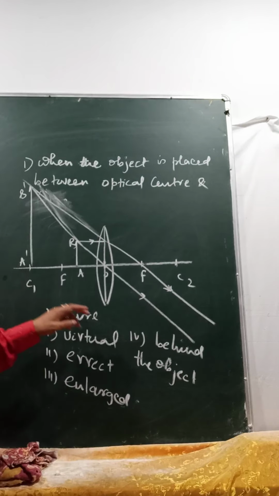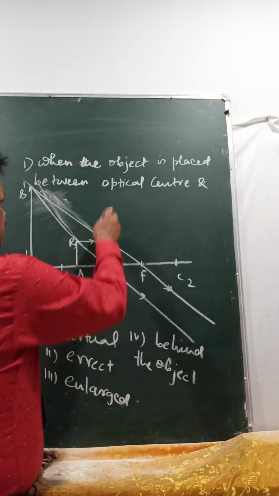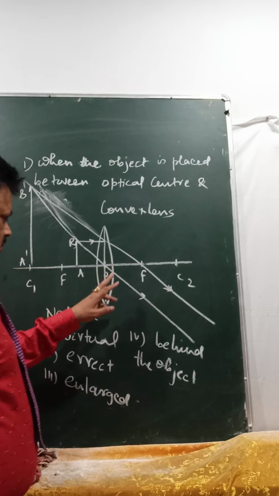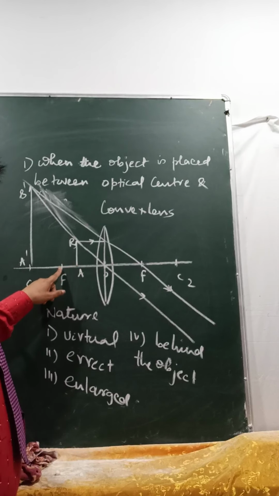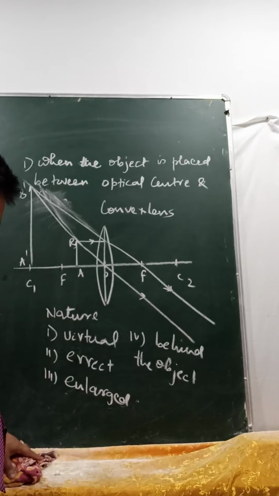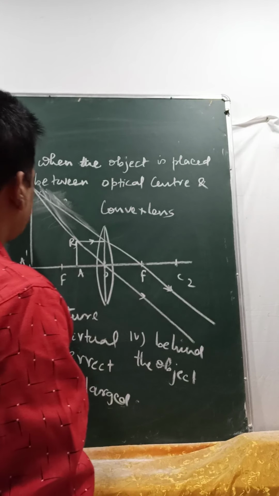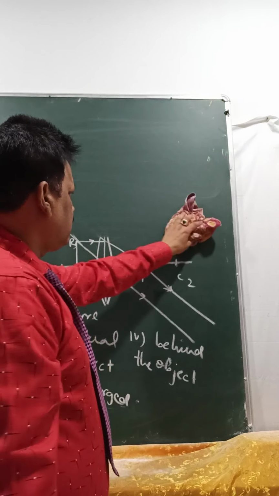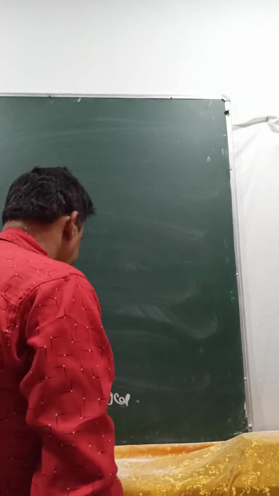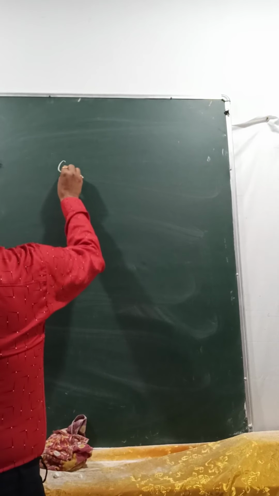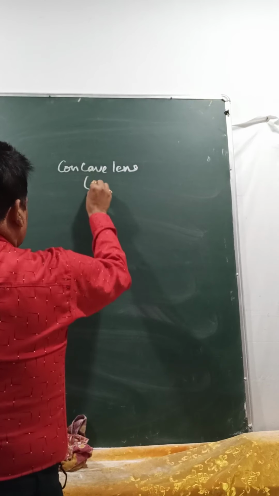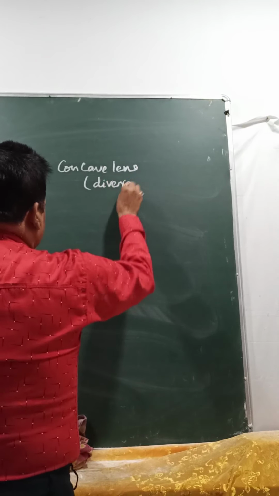So now you have to remember, this is your convex lens. Convex lens gives virtual image when the object is between pole and focus, which I have already discussed. Okay, now we will move to concave lens. So now concave lens is called diverging lens.